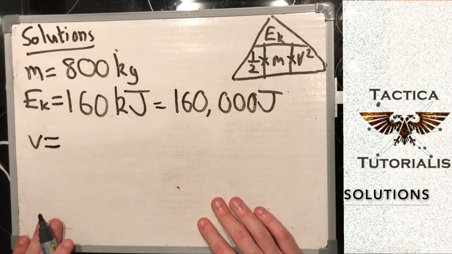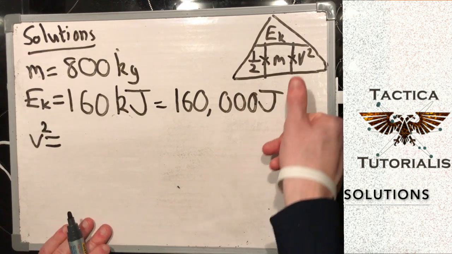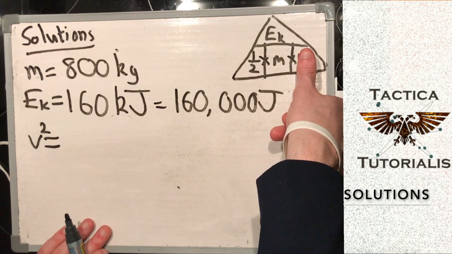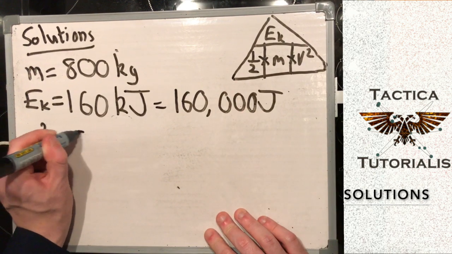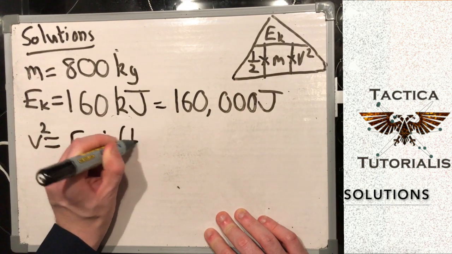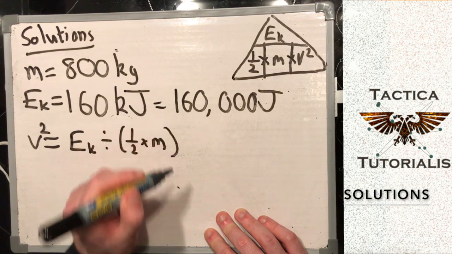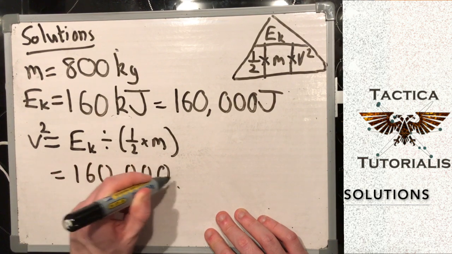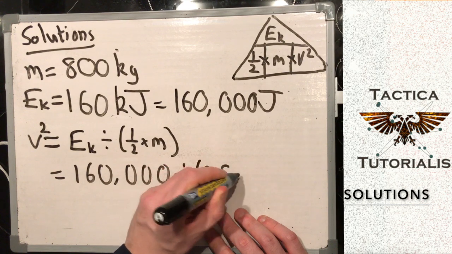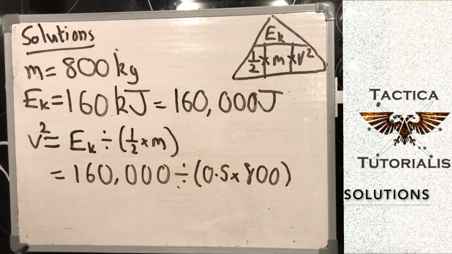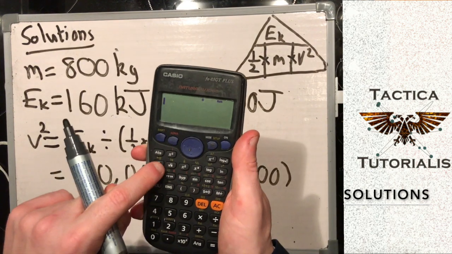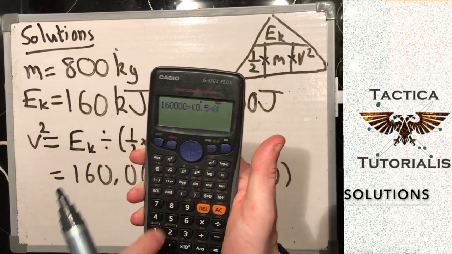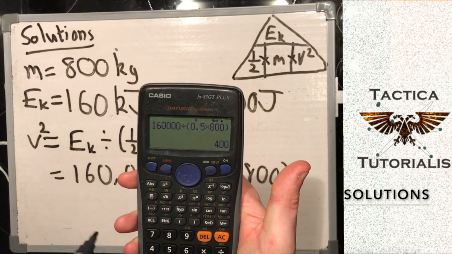Then it asks us to work out the speed. So we need to go back to our triangle. Start off by V squared. So let's cover over V squared on the triangle. And it says that we need to do EK, the kinetic energy, divided by a half times M. And that is equal to 160,000 divided by 0.5 times 800, which is just 400. So that gives us 400.